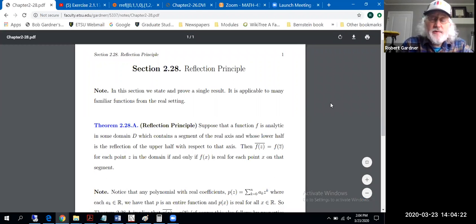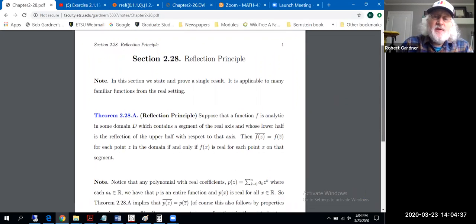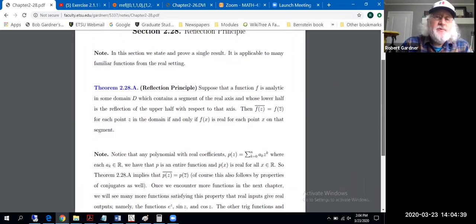Okay, so let's go through this. It's only a page of notes, so sort of practice as well to get used to this new format. So we got one result, the reflection principle, in this section. It relates to a type of symmetry of an analytic function. I stated it as theorem 2.28.a in the notes.